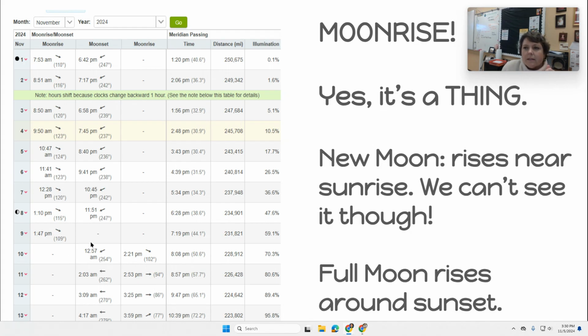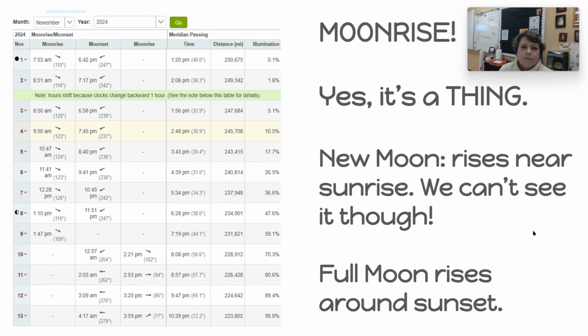These are pretty predictable. The full moon rises around sunset. We're going to talk about some of these things later, but just know that you can predict the moonrise and the moonset, and that it changes according to the phase. Okay, that's it. Actually, that is not it. We are going to do a chart together, okay?